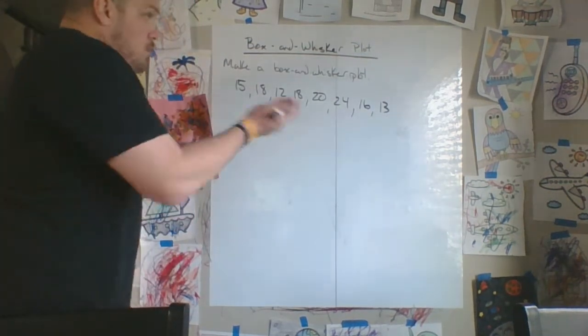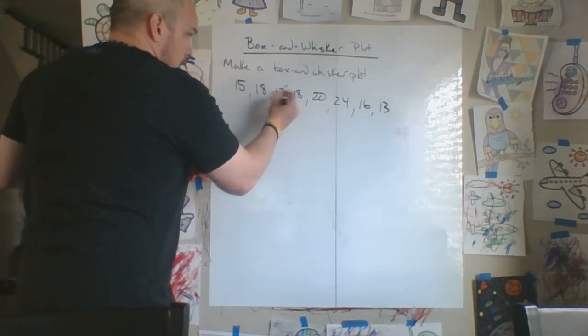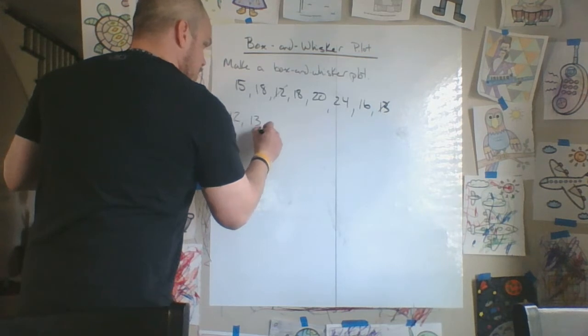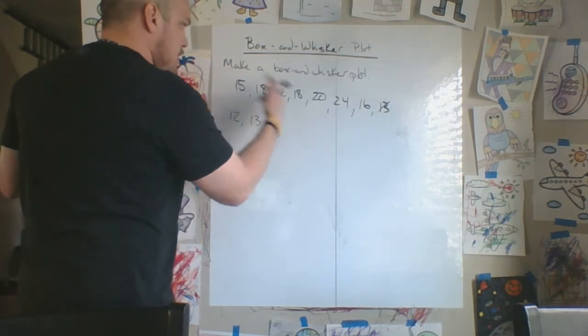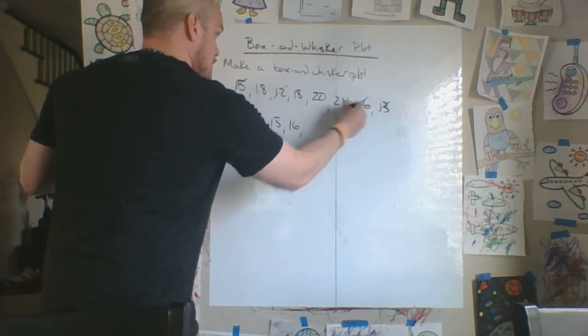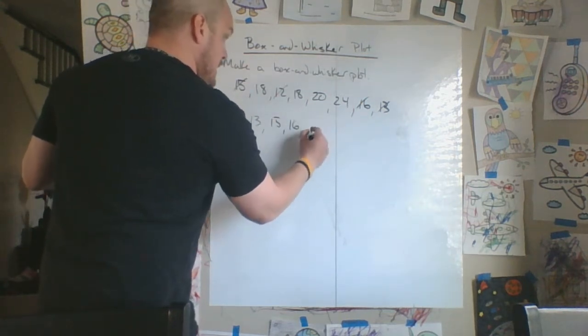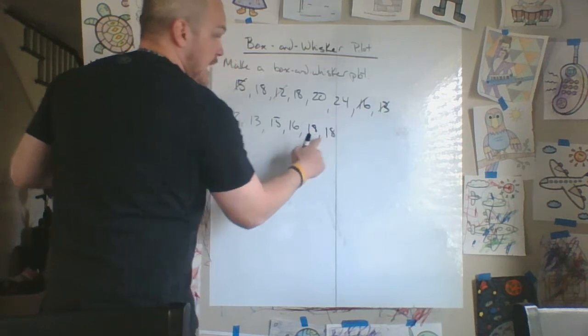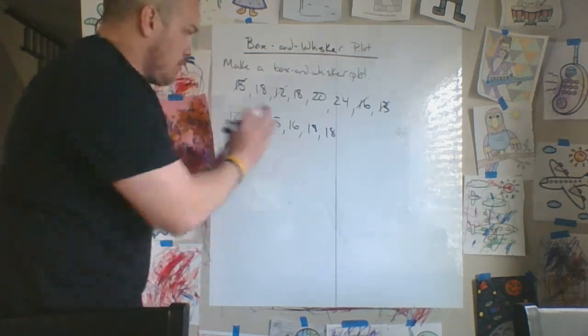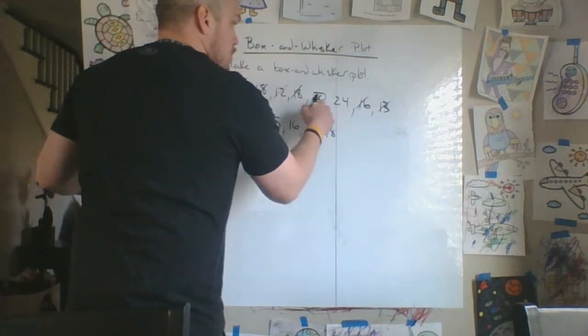Okay, so let's go ahead and do this. 12. I'm going to put it from least to greatest. 12, 13. I think it's a lot easier to get this information than organized. 15, 16, 2 18s. We have 18 and then 18. Again, even though the same number, they're different entries. So we still write them as 2 different entries, 20 and 24.